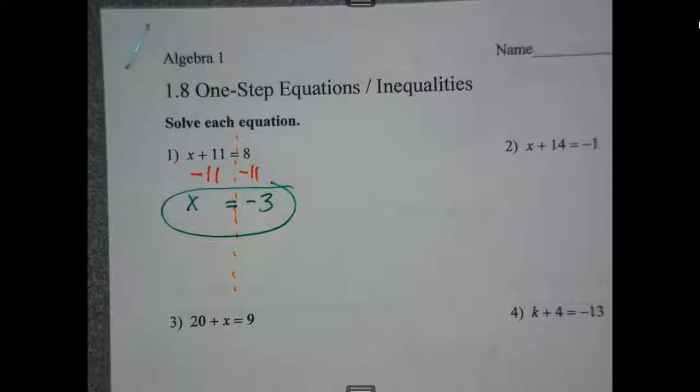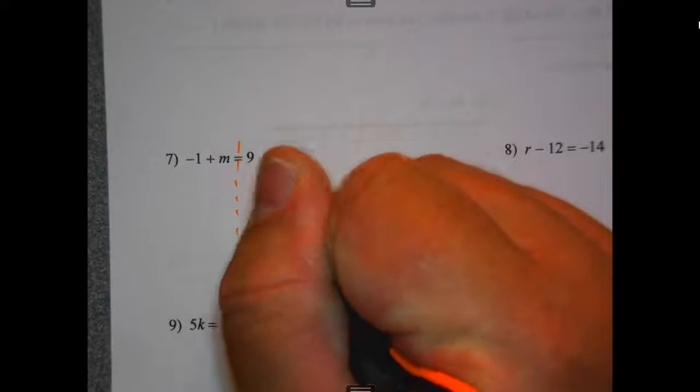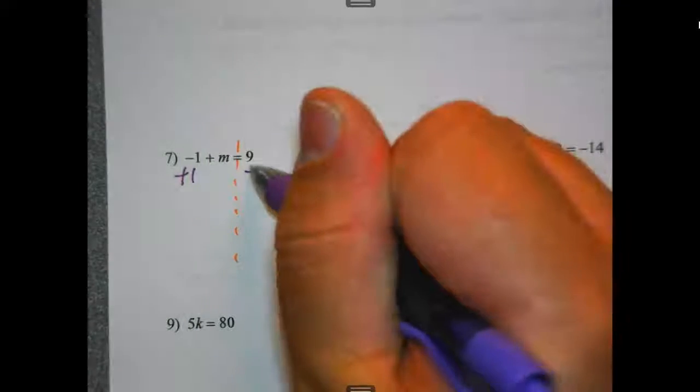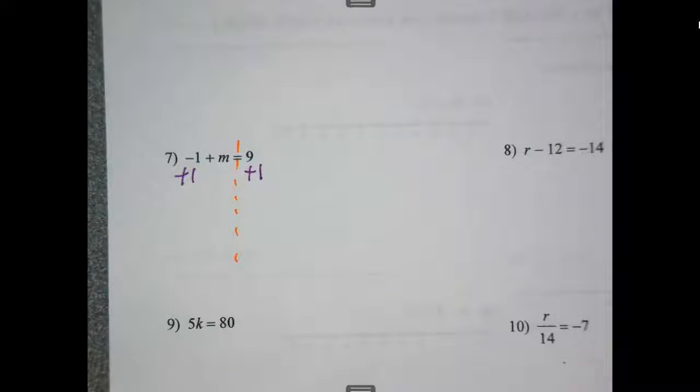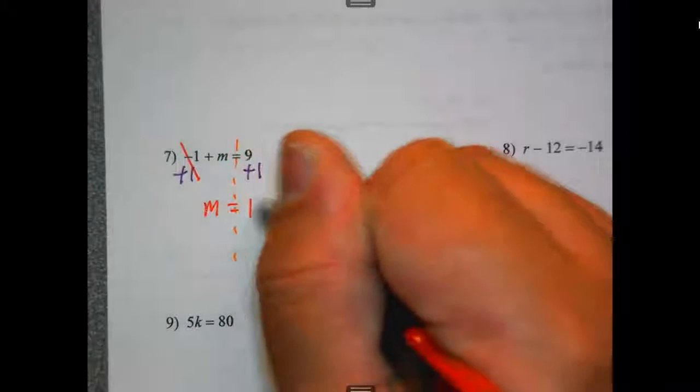Okay, let's do number 7. I'm going to add 1 to both sides. Quiet, please. Add 1 to both sides. Take notes, pay attention, so the next quiz you don't ask me, I don't know how to do this, help me. Okay? All right, m equals 10.